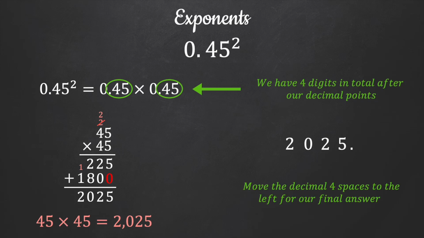And then we're going to move the decimal 4 spaces to the left for our final answer. And that's because we have 4 digits in total after our decimal points in 45 hundredths times 45 hundredths. So let's go ahead and move it. 1, 2, 3, 4. So we're going to go ahead and move our decimal. And then because there's nothing before the decimal, we're going to go ahead and add a 0. So 45 hundredths times 45 hundredths is equal to 2025 ten thousandths.